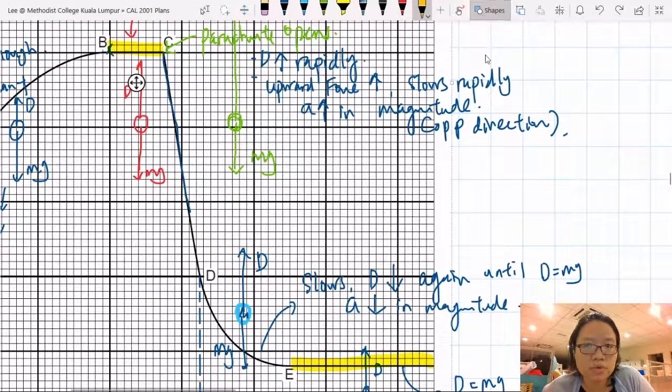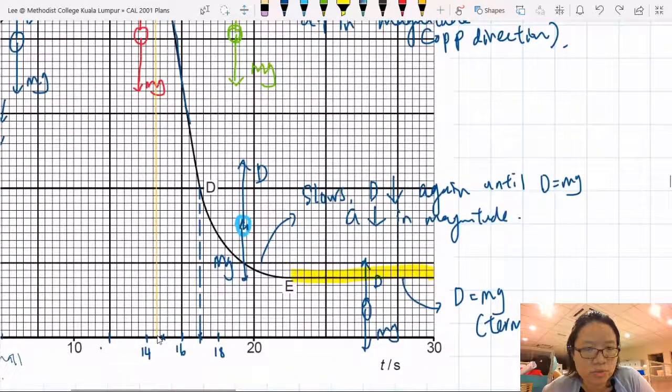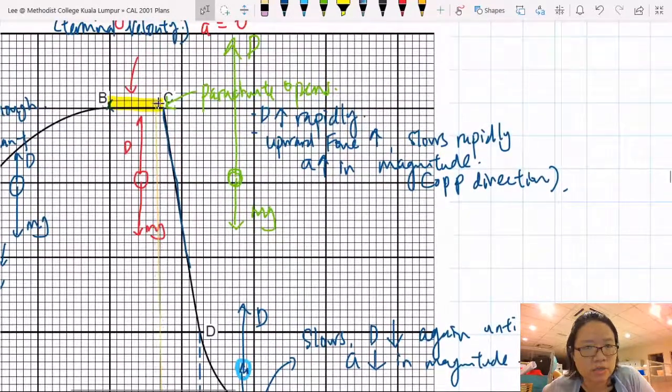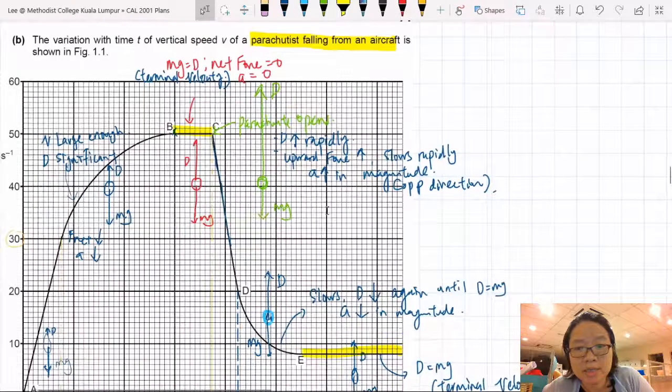I tend to show the extrapolation because some syllabuses require you to show it, but for A-levels they're not that strict about checking whether you indeed read from the graph. But you can also make it a habit. Anyway, it looks like at 15 seconds, it will be almost precisely at point C. And that is actually, I think, 50 meters per second.